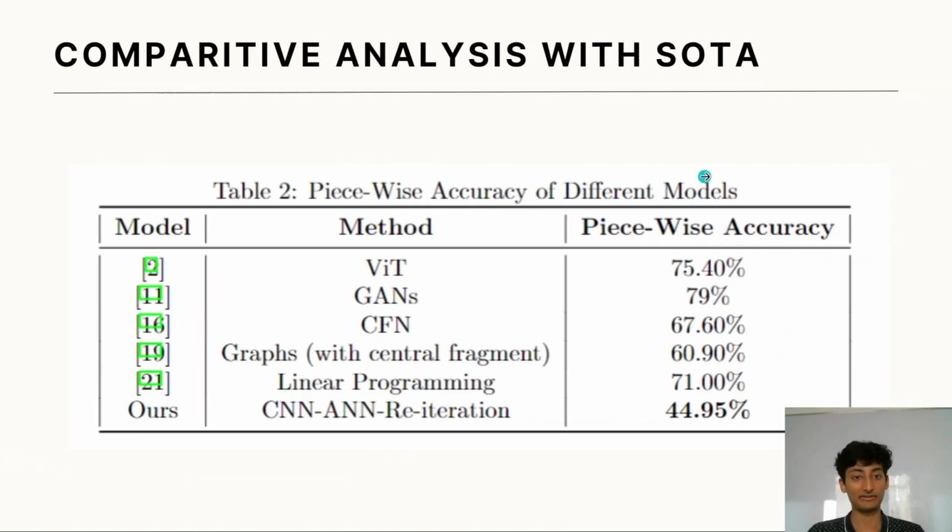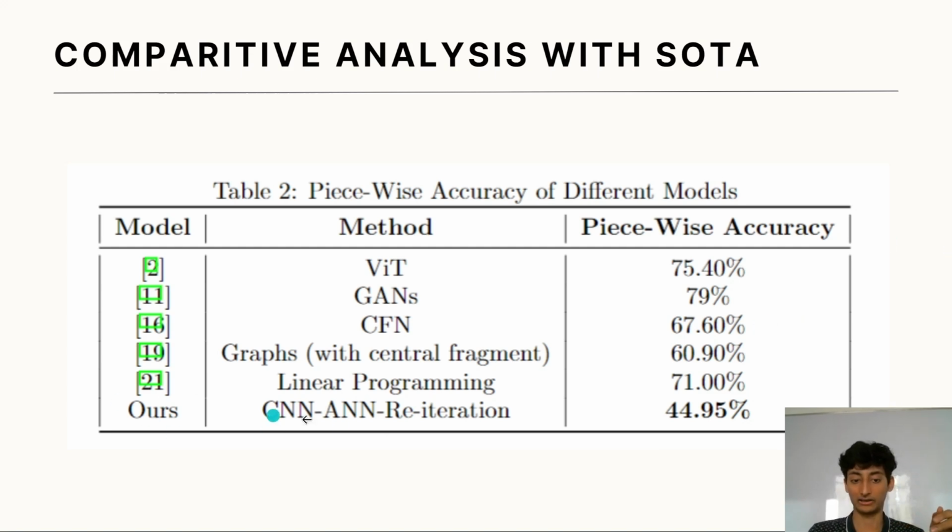If we look at the comparative analysis using SOTA, you have the vision transformer, Jigsaw ViT, and GANs. You also have the CFN network that I mentioned in my literature review, and it has a piecewise accuracy. But some of these models were not entirely made to solve jigsaw puzzles. They were made in such a way that they could be used to learn representations and be used to solve more downstream tasks such as normal classification problems or any image self-supervised training problems.